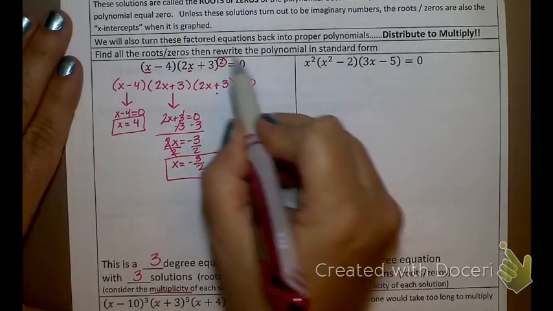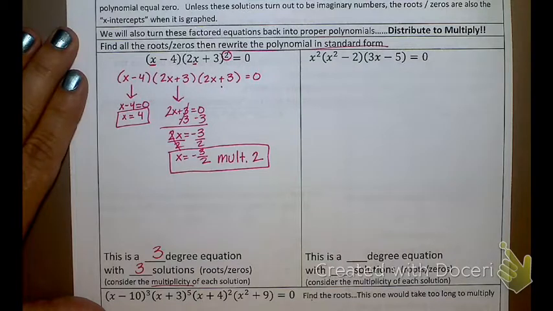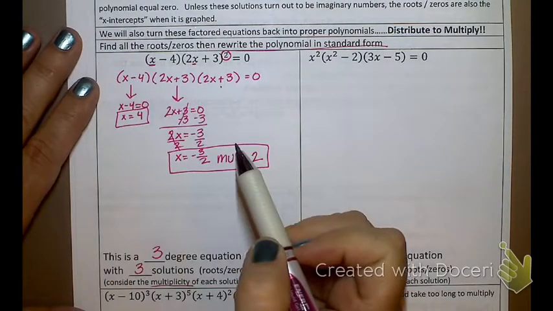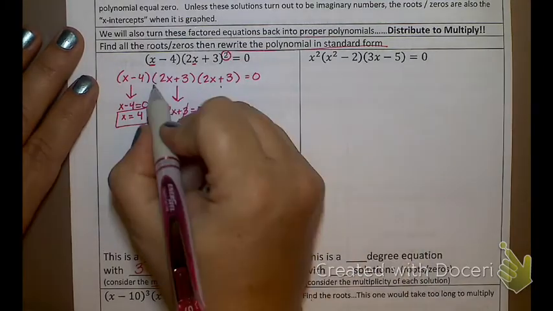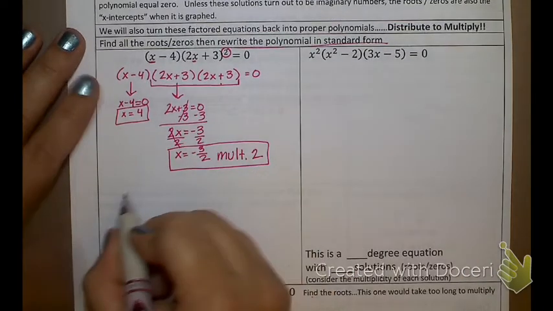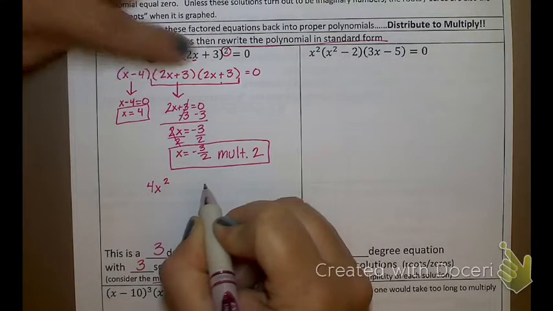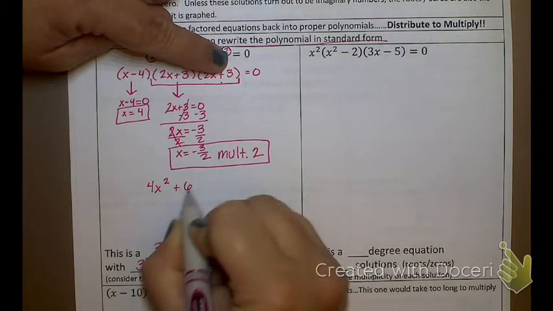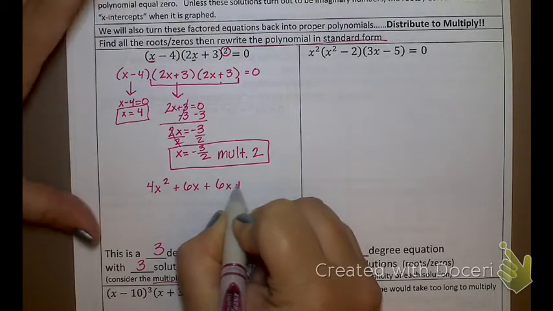The second part of this says rewrite the polynomial in standard form. How do I do that? Multiply it out. When you have 3 parentheses, you take 2 at a time, and then you take that answer and multiply it by the third one. When I have 2 parentheses that are the same, I'm actually going to do those first because I think they go faster. 2x times 2x is 4x squared. 2x times 3 is 6x. 3 times 2x is another 6x. 3 times 3 is 9.